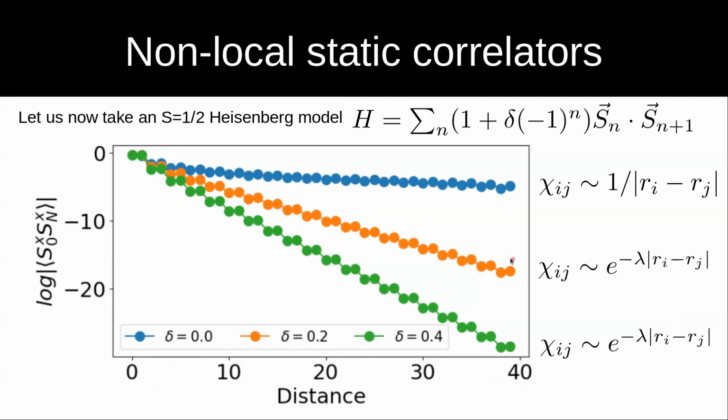And you can see that if you have a small dimerization, then the non-local correlator decays exponentially with the system size. If you have a stronger dimerization, it also decays exponentially, but even faster with the system size. Whereas if you don't have dimerization, it has a very slow decay, and you can check that this decay is a power law instead of exponential.